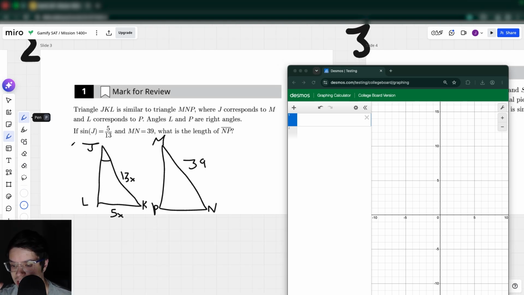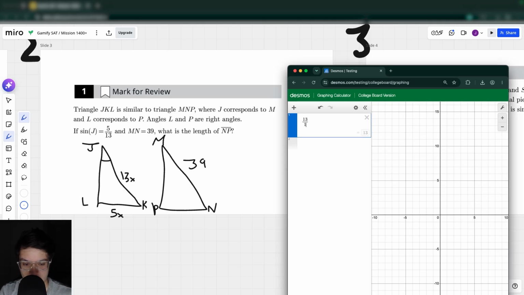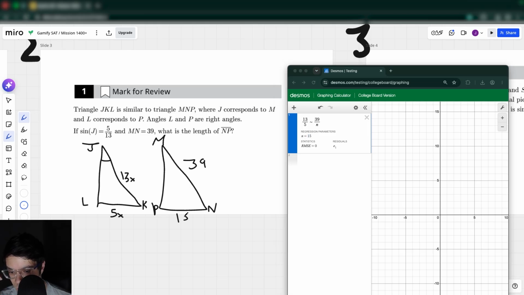So I'm just going to go ahead and make this very easy for us. We have here 13 over 5, so that would be the proportion there. And then it says 39 over NP. So if we were to set it up in similar triangle format, we could say equals 39 divided by, let's just say N for that. Using that information, we see that N must be 15, so therefore this would be 15.